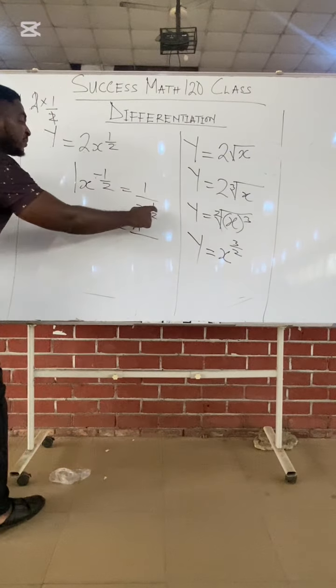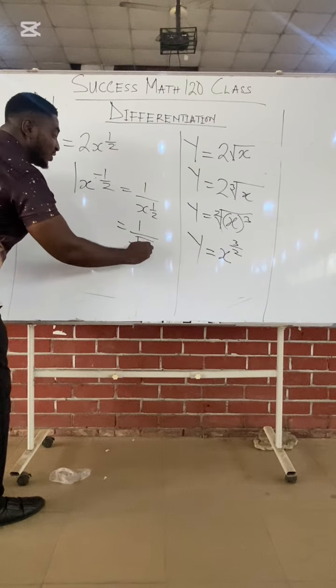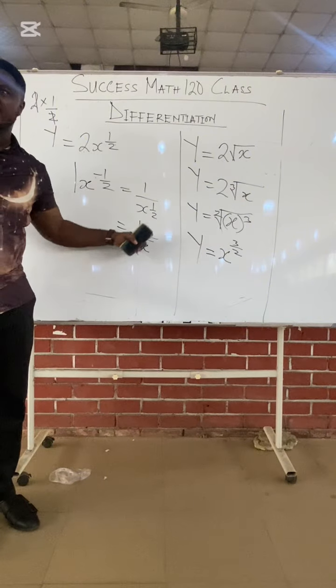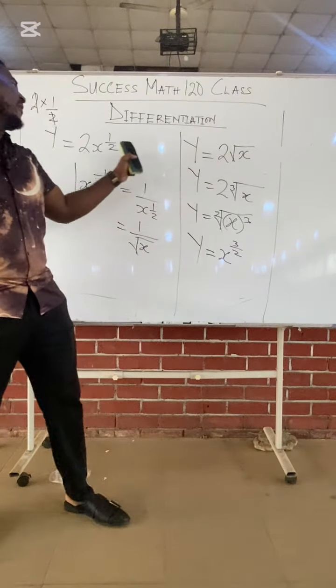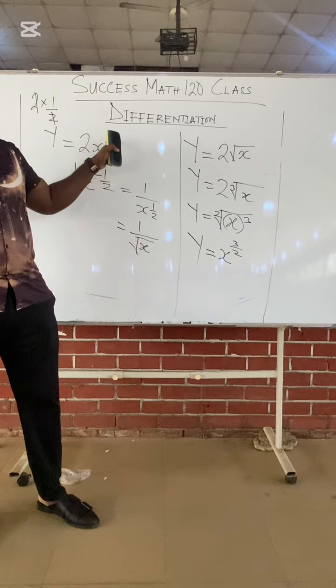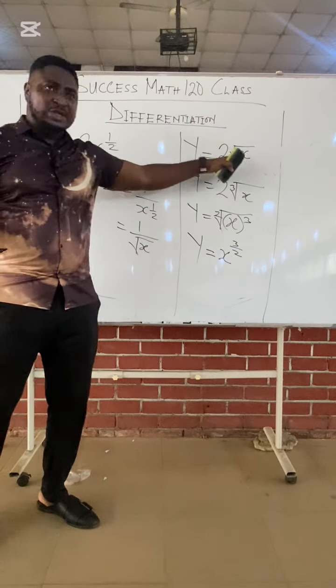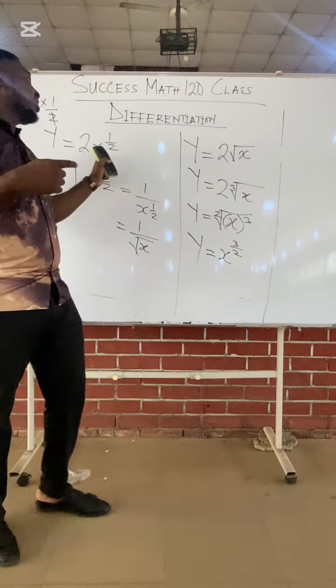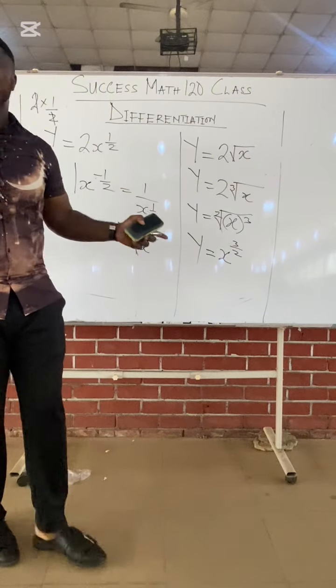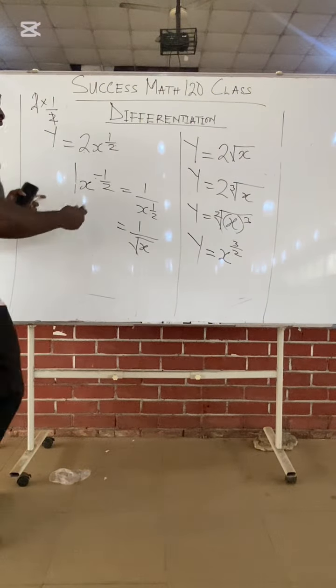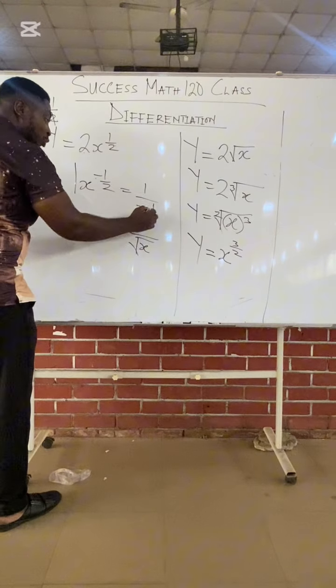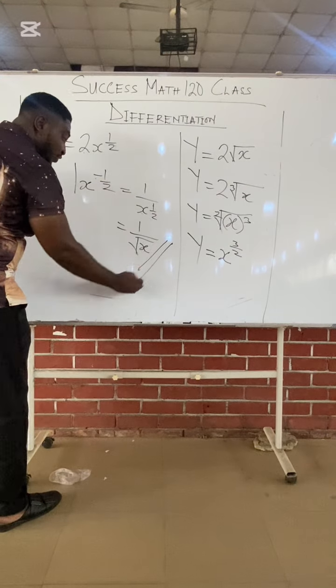We can now return x raised to 1 over 2 back to its form of root. Do you agree that x raised to 1 over 2 is still the same thing as root x? Because I told you that square root of any variable is that variable raised to power 1 over 2. So I can change x raised to 1 over 2 back to root x, or I can change root x back to x raised to power 1 over 2, depending on when I need it and what part I need. Since I'm done differentiating, I can return this x raised to 1 over 2 back to root x. So my final answer is 1 over root x.